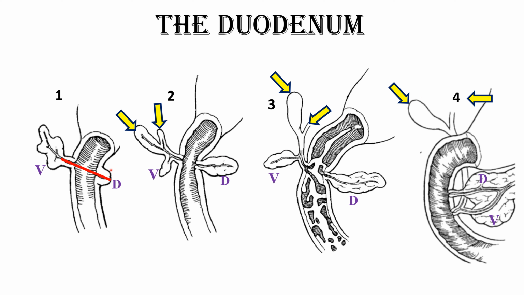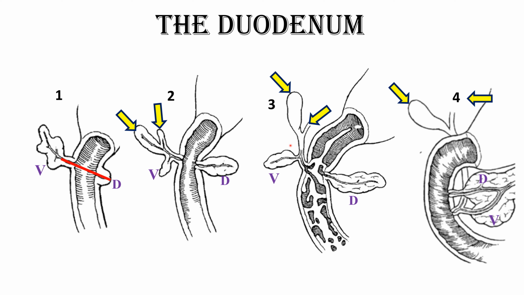With rotation of the duodenum, the ventral pancreatic bud will come to lie behind the dorsal bud. So the dorsal will be anterior, forming most of the body and tail and part of the head of the pancreas, while the ventral will form most of the head and part of the neck.